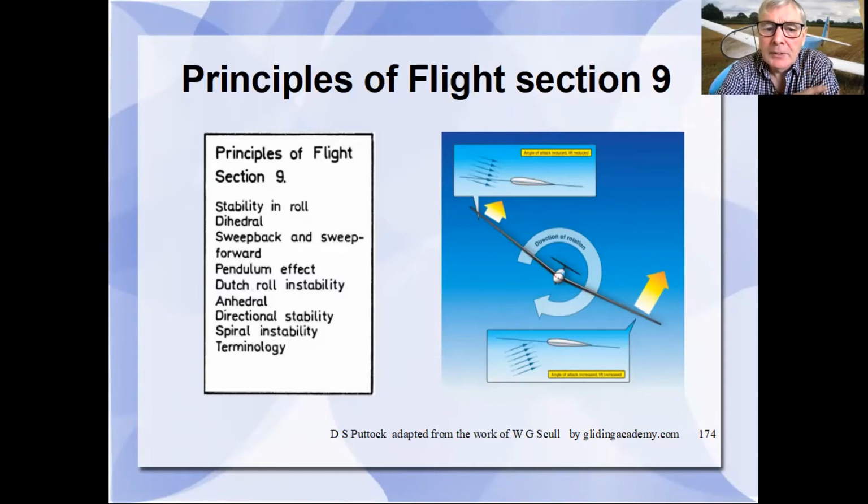So we'll cover the effect of dihedral, the effect of swept back wings versus swept forward wings, the pendulum effect, Dutch roll instability, anhedral, directional stability, spiral instability, and then we'll take a look at some of the terminology so you can just get your head around that.